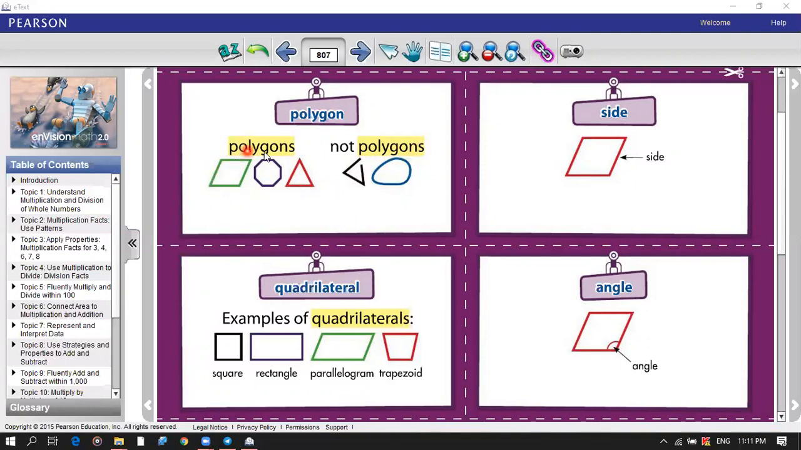As we said, polygons are shapes that are closed and have straight sides. And by a straight side, I mean a straight line, like this line here. This is called a side.